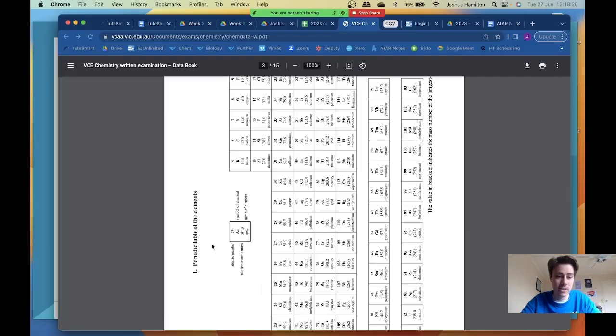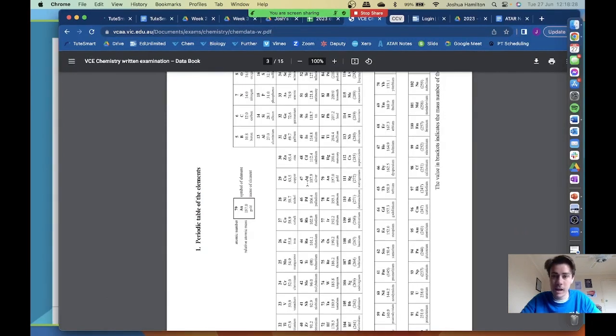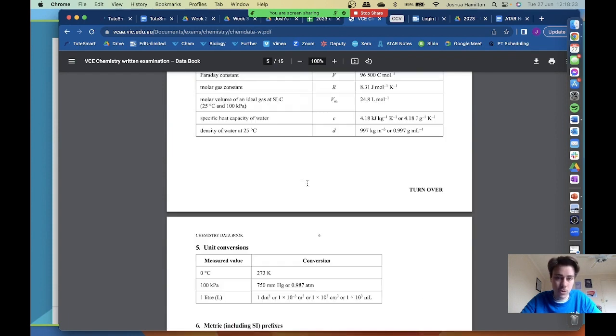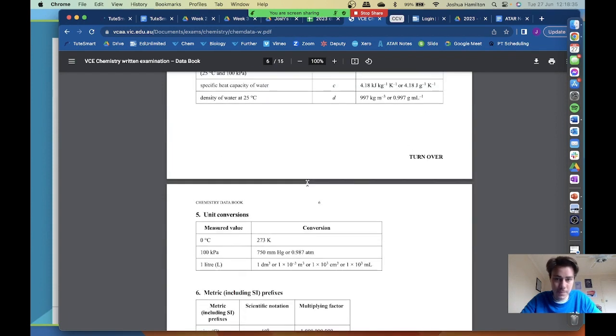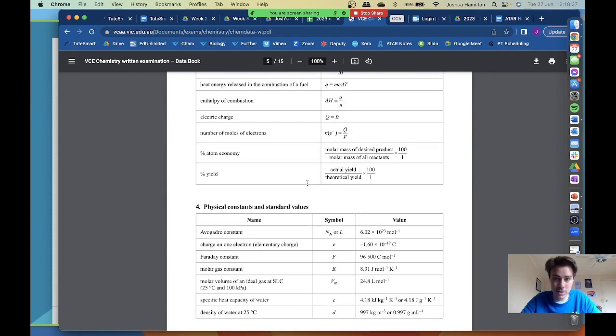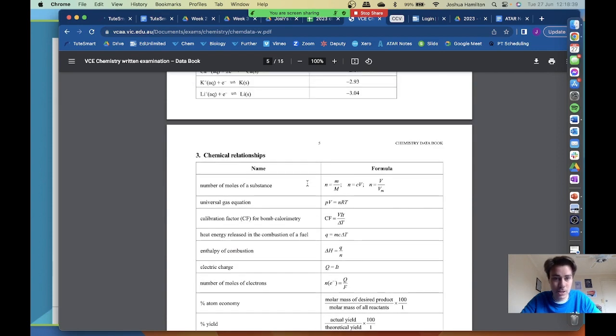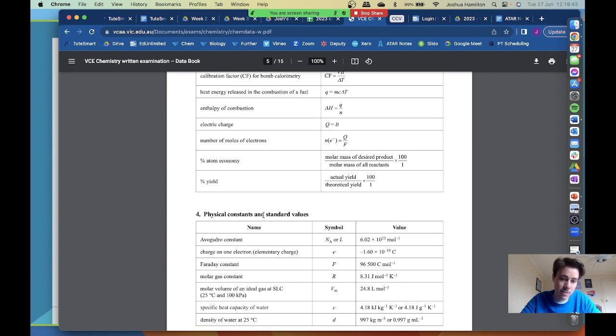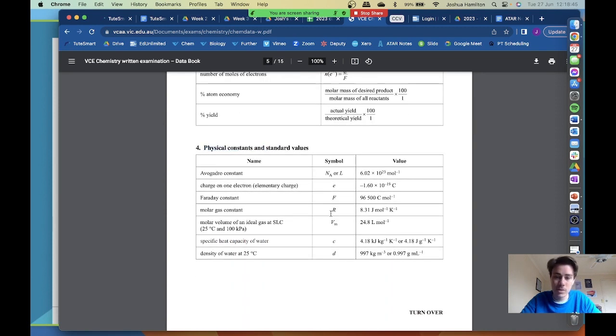Because you'll find as you reach year 12, and you should be receiving this in year 11 as well, if I scroll through and get down to this page here, the numbers are at the top, page 5, and this is chemical relationships and then physical properties and constants and standard values. You notice here, specific heat capacity of water, 4.18. They provide you the value.